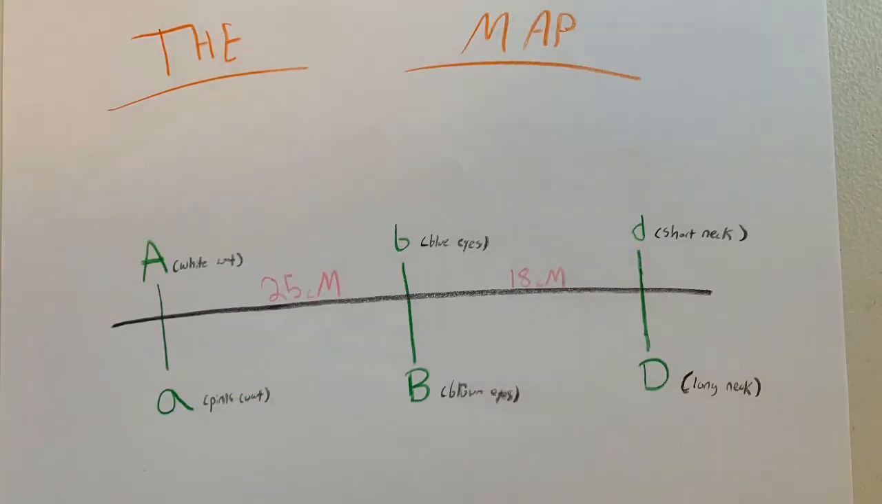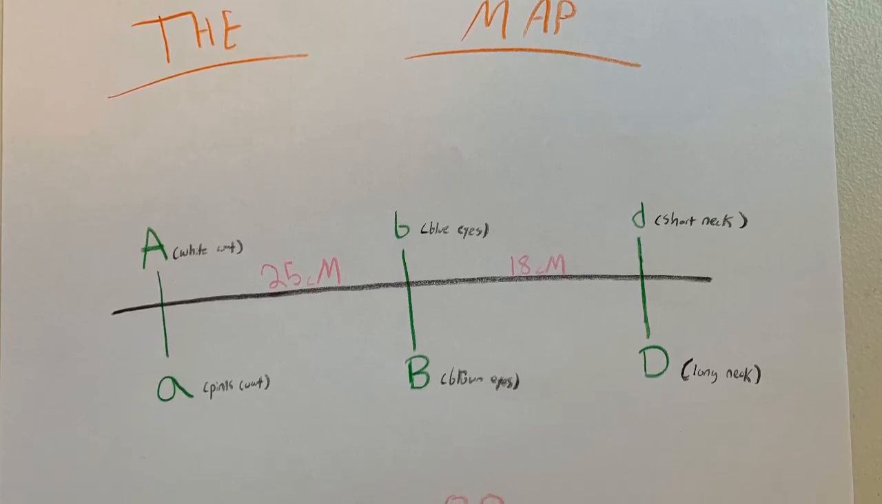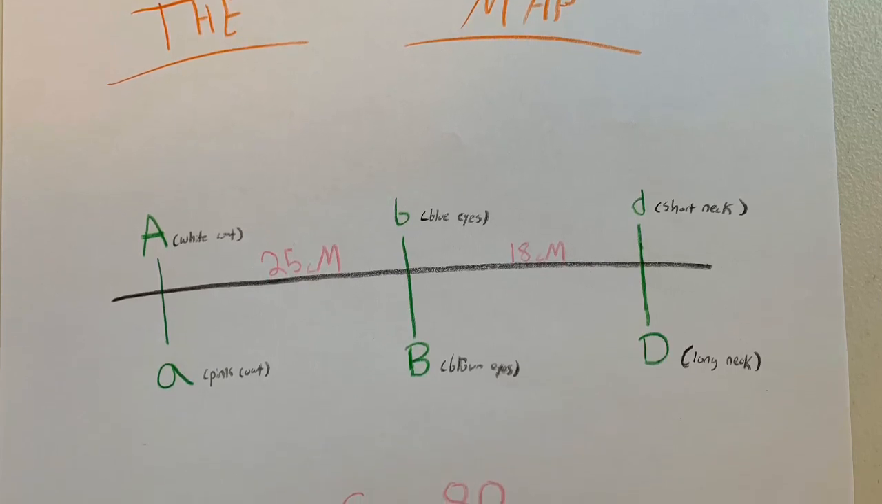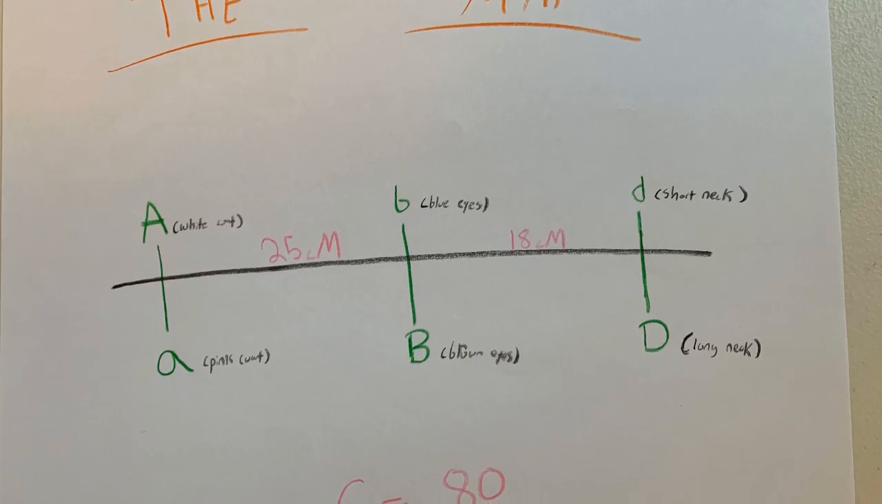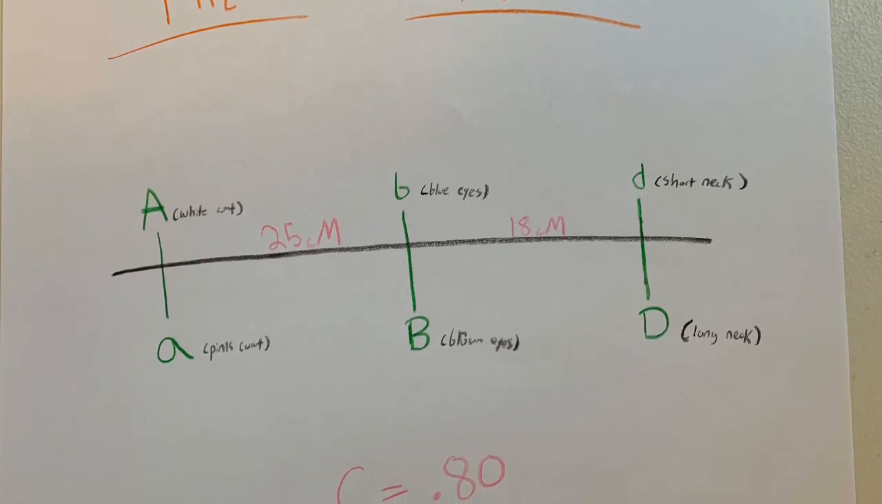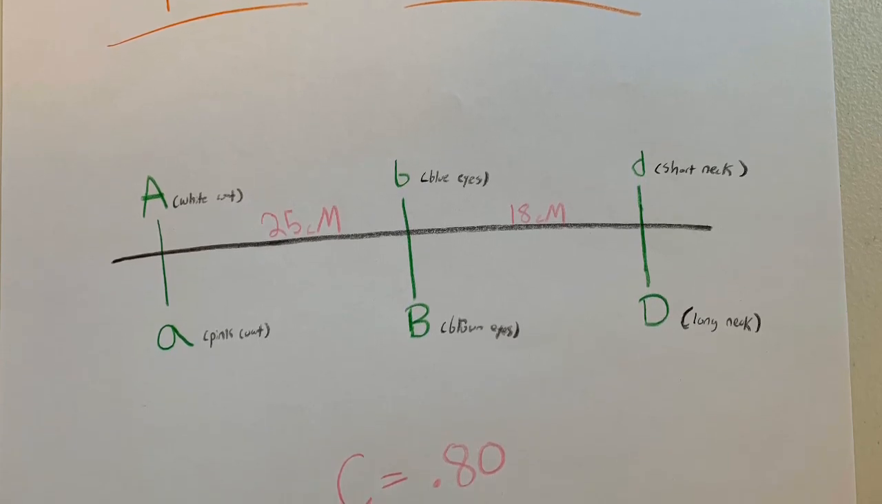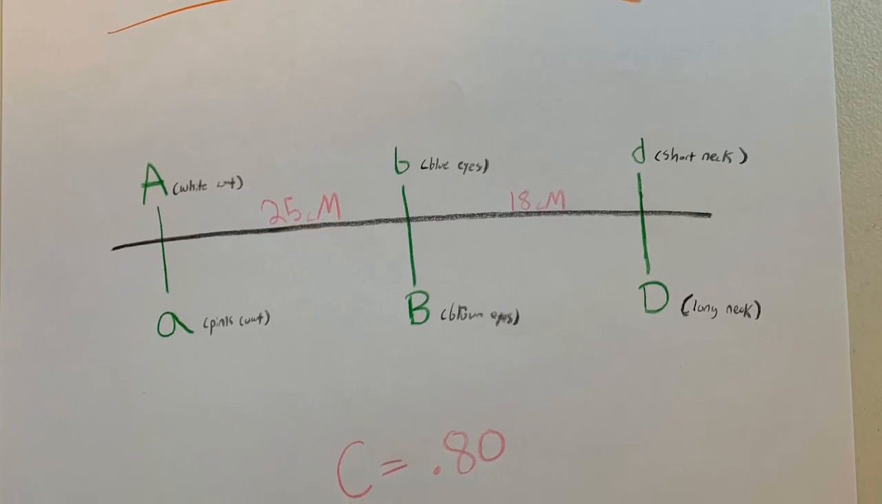Here we have my genetic map. I made up this map, so basically the alleles that I placed are not real. But between the A and B alleles is 25 centimorgans, and between the B and D alleles is 18 centimorgans. This represents the distance between these loci.